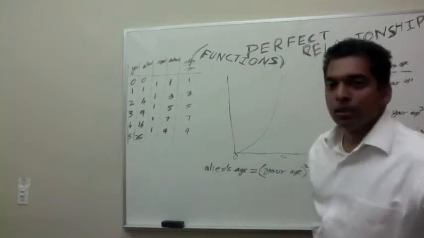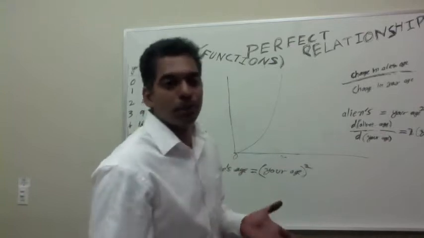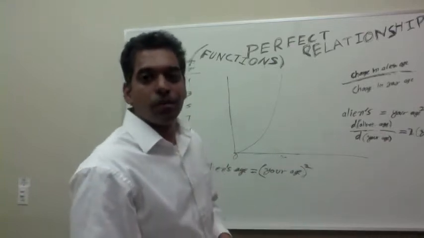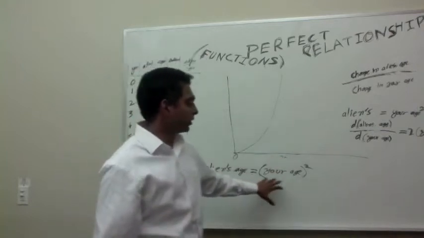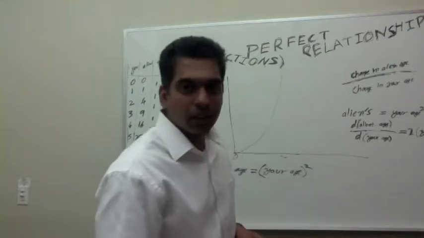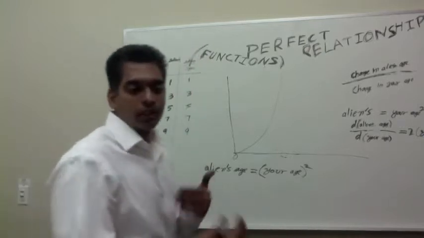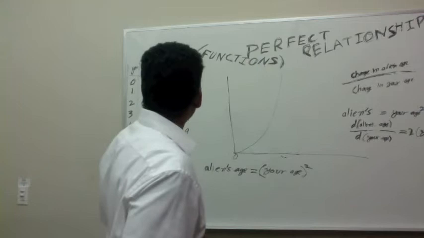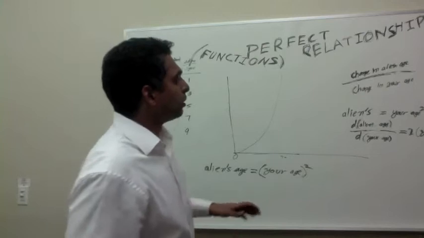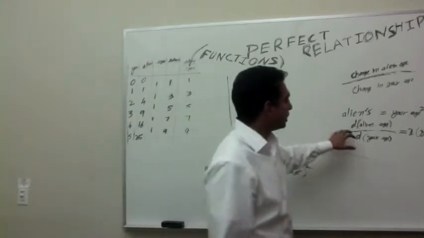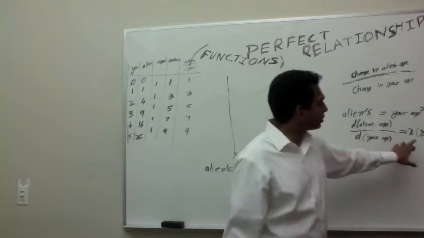Students from calculus know that it's very easy to compute the derivative of a quadratic function. But going back to our alien example, there is this alien whose age is equal to your age squared. This dude ages really fast after some point. You keep aging at 1 year, 1 year, 1 year. He goes like 1 year, 4 years, 9 years, 16 years, 25 years, moves really fast. Now, if I were to take the derivative, which is the change in alien's age at any time divided by change in your age, it is twice your age.